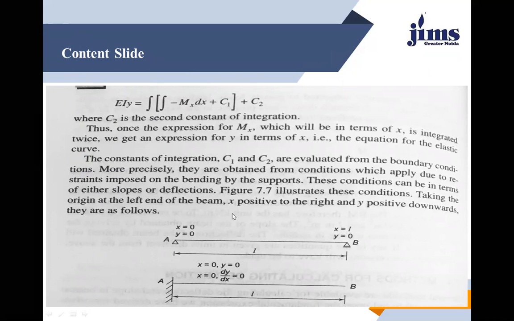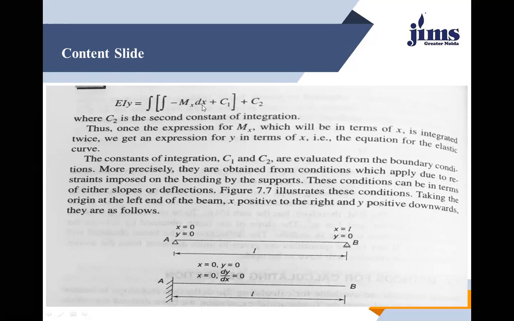When we integrate that equation, we get EIy equal to minus the integral of M dx plus C1 x plus C2. You have to find C1 and C2, the constants of integration. To find the values of C1 and C2, we need some boundary conditions.